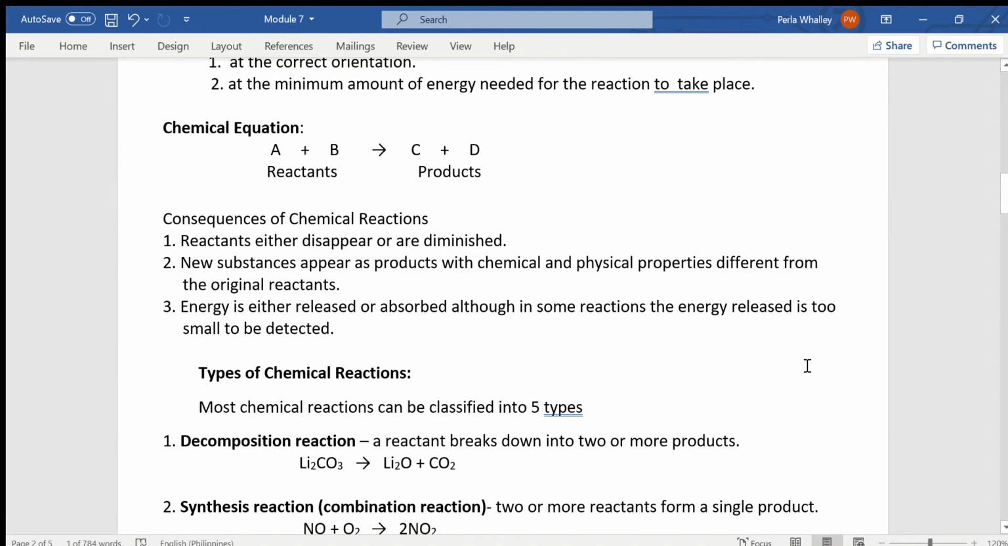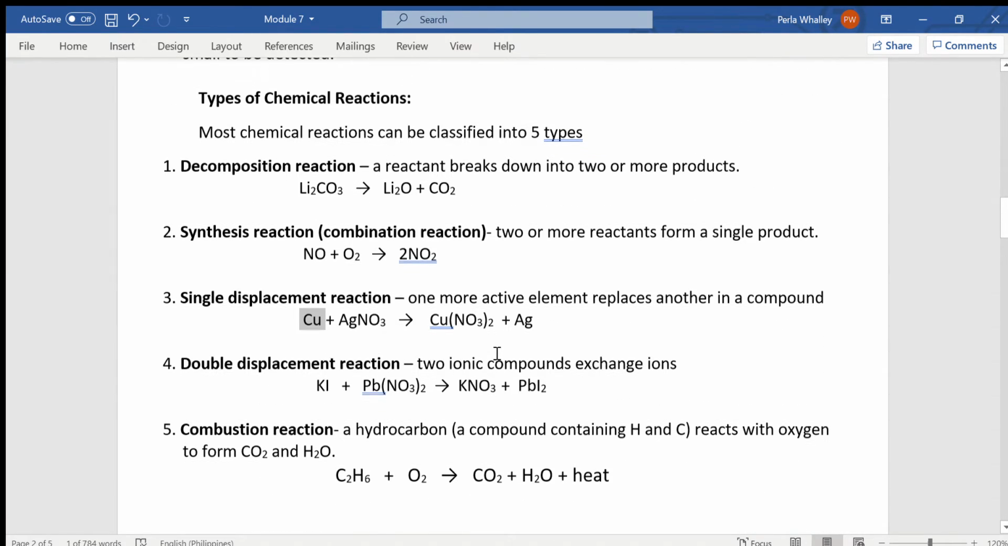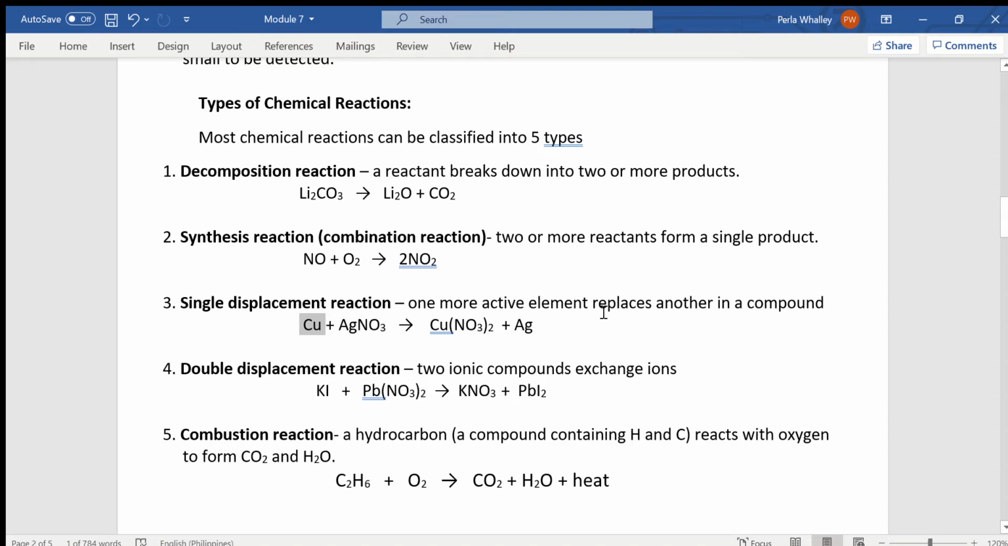So, we have a chemical equation. The substances on the left side of the arrow are called reactants, while the substances on the right side of the arrow are called products. Types of chemical reactions. Most chemical reactions can be classified into 5 types.